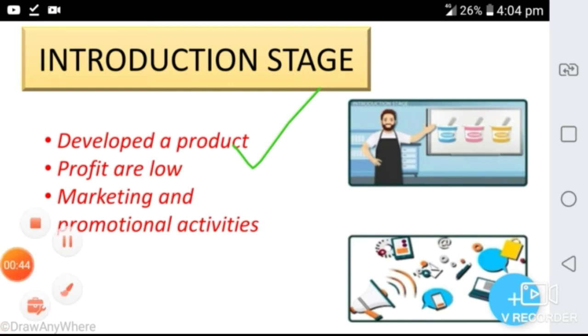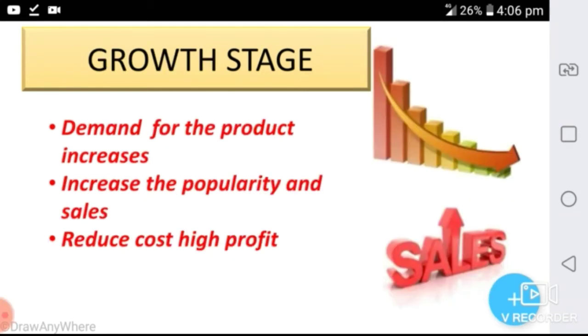The next one, growth stage. In this stage, the demand for the product increases. When the demand for the product goes high, it increases the popularity and increases its sales. Then the production cost decreases, reducing cost, and then high profits are generated. This is the growth stage.